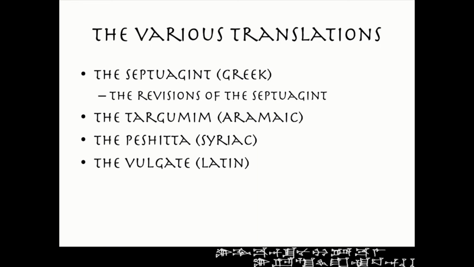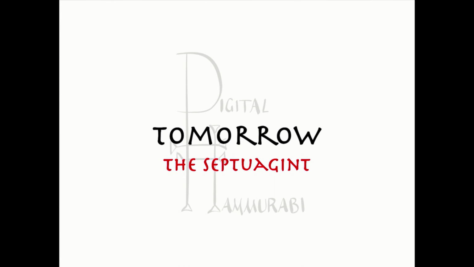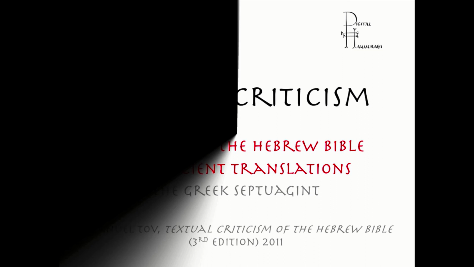There is an Arabic translation, but I'm just going to stick to these 4 because I think they're probably used more frequently and more commonly. So, okay, tomorrow we're going to get into the Septuagint, the Greek translation, and try to explain what the Old Greek is as opposed to the Recensions, so that we can have a better understanding of the Greek translation of the Hebrew Bible. So stay tuned.